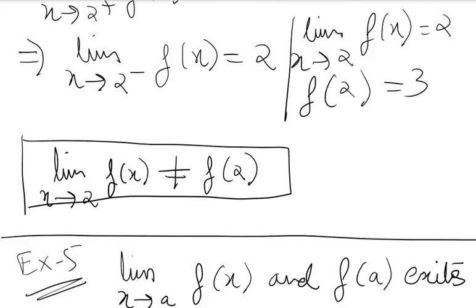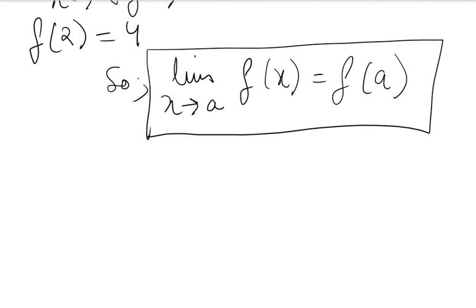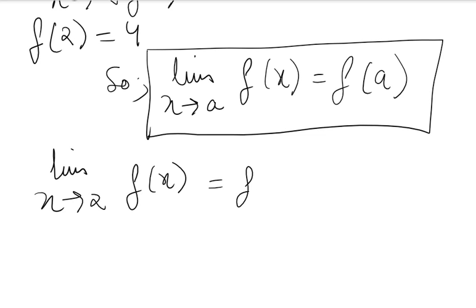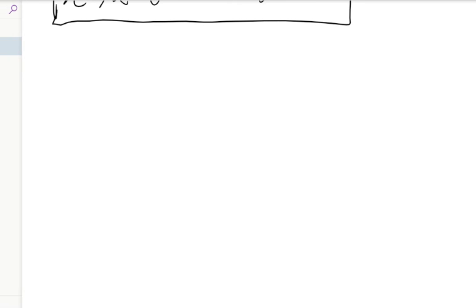In the previous part it was not equal, but in this part it is equal. So if we are to write in the context of this question, then we will write limit x tends to 2, f of x is equal to f of 2. Okay, this is in the context of this question. Otherwise you will write x tends to a. Okay, so this part is also done.